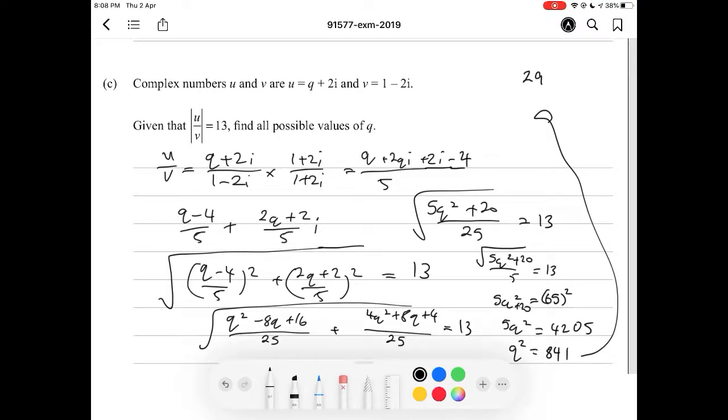However, remember, when you take a square root, you can have either the positive or negative 29, and that's equal to not p, it's q. Your q value can either be positive 29 or negative 29. That's your two answers for this question.